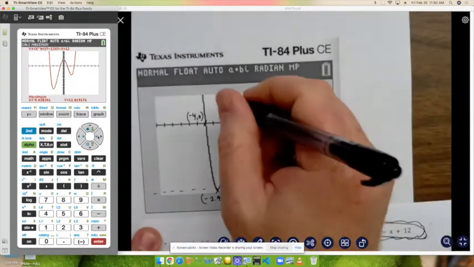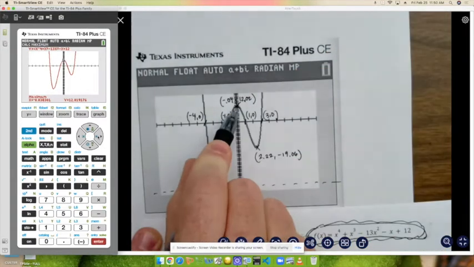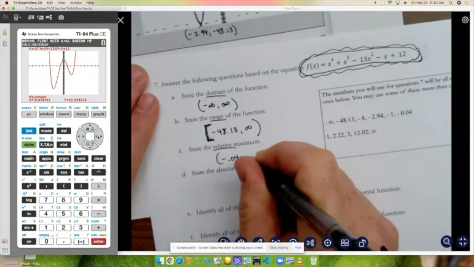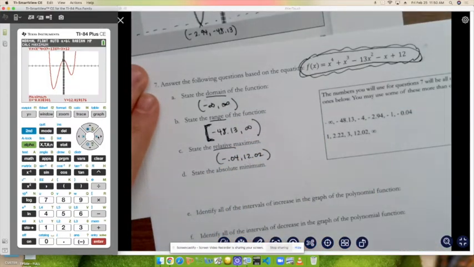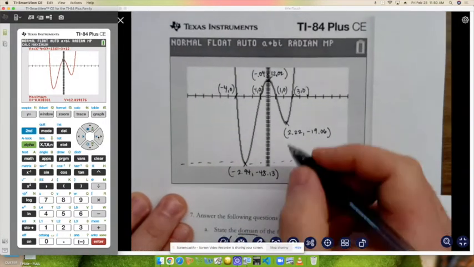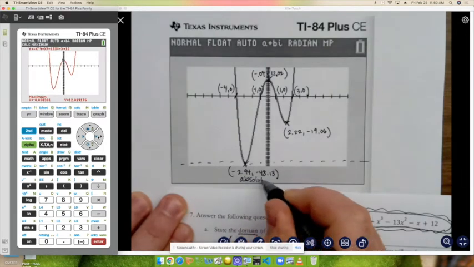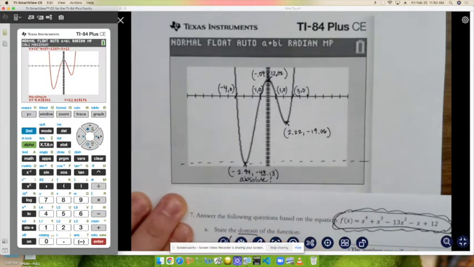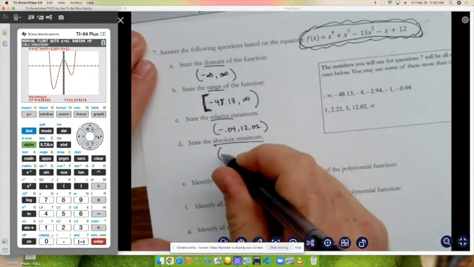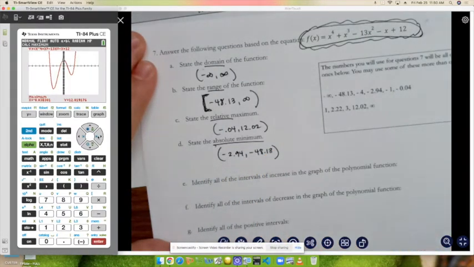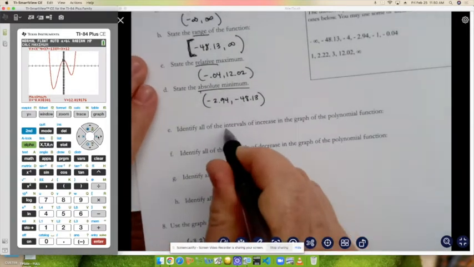For the relative maximum, there's only one relative maximum. It's that little point in the middle. That location, my calculator told me, was negative 0.04, comma, 12.02. What about the absolute minimum? There are two minimums here, but one of them is the most minimum. The one that is lowest is called the absolute minimum. And we already saw that the coordinate of that minimum is negative 2.94, negative 48.13.